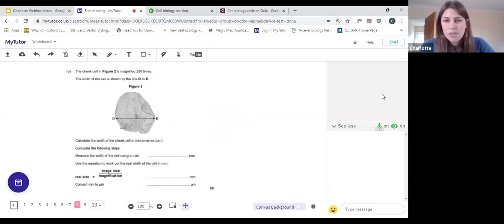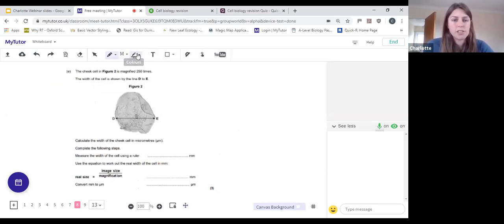So, here's our first one. As always, with exam questions, the first thing that we do is underline. So here we have the cheek cell in figure 2, which down here is magnified 250 times. The width of the cell is shown by the line D to E. Calculate the width of the cheek cell in micrometers. It's given you the units, and it's broken it down for you. This is quite a kind question.